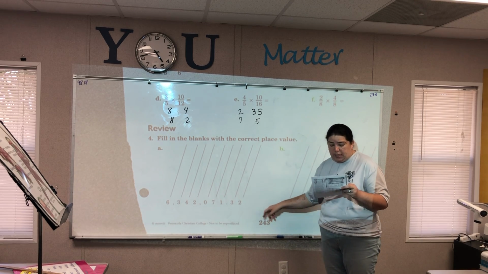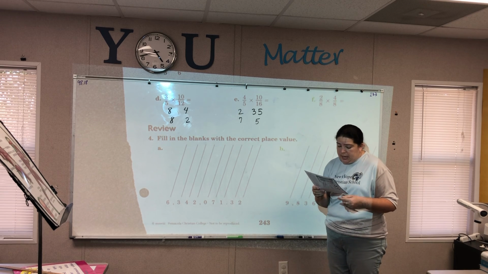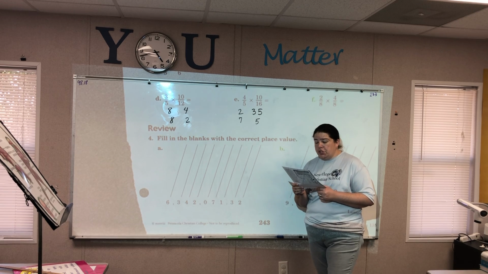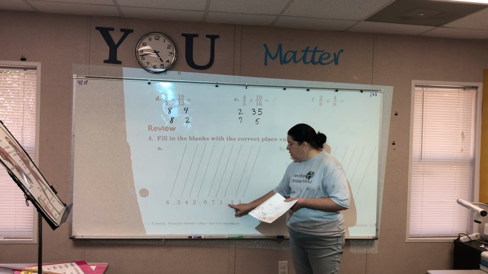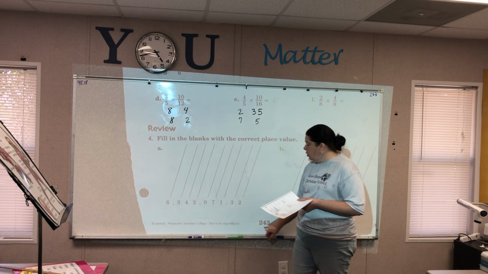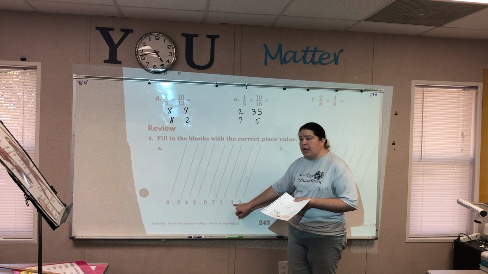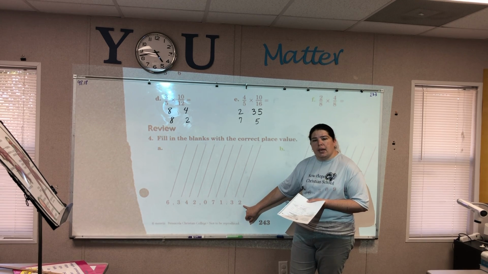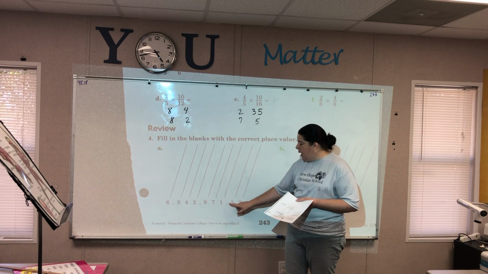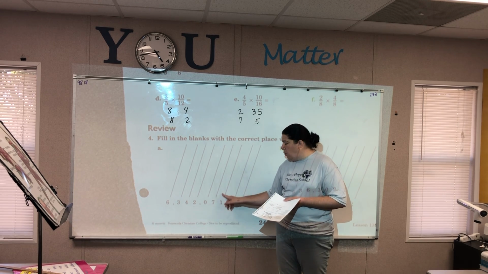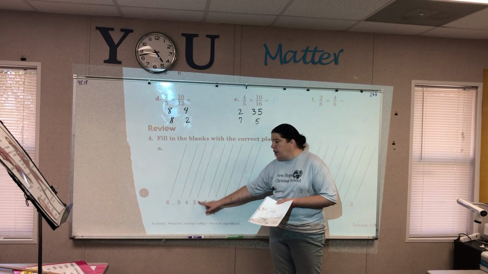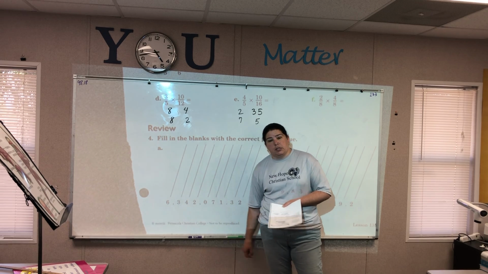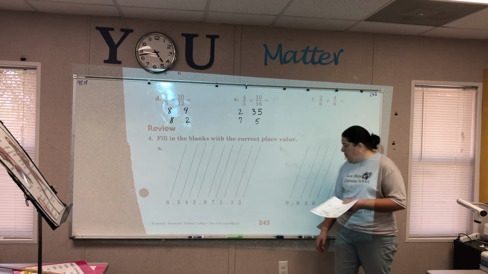So the first one here says 6,342,071 and 32 hundredths. Okay, our decimal place is here. Right after the decimal you get tenths, and the next one gets hundredths. Before the decimal, you get ones, tens, hundreds, comma, thousands, 10,000s, 100,000s, comma, millions. Okay? Make sure you remember that.